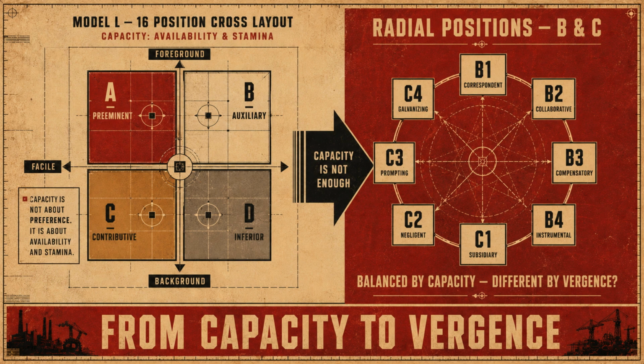Capacity tells us something essential: how available a function is and how much effort it takes to use. But capacity has a blind spot. Look at the radial positions. The positions Model A could not represent. They are more balanced than the central functions, less extreme, less lopsided, more supportive, and yet they do not all behave the same. Some appear clearly but are not engaged by default. Some remain implicit but keep working underneath. Capacity alone cannot explain that difference. So something else must be structuring the field, not strength, not weakness, vergence.